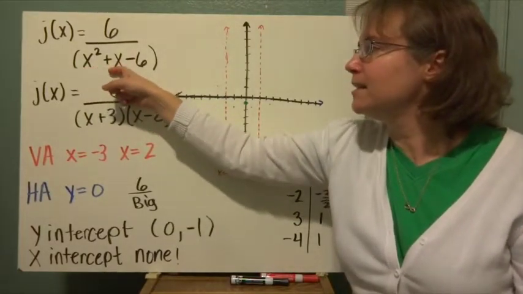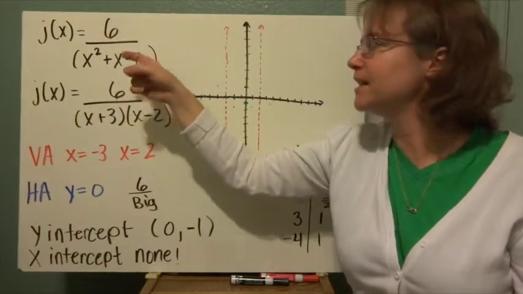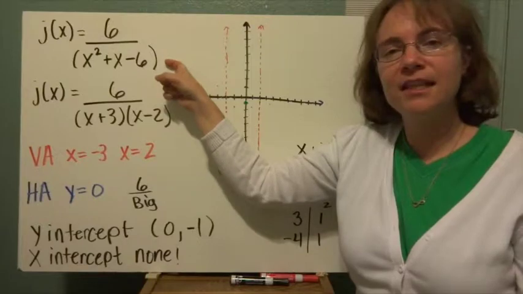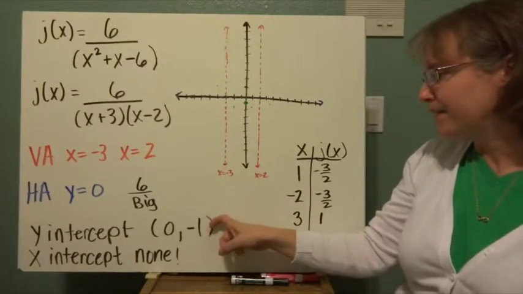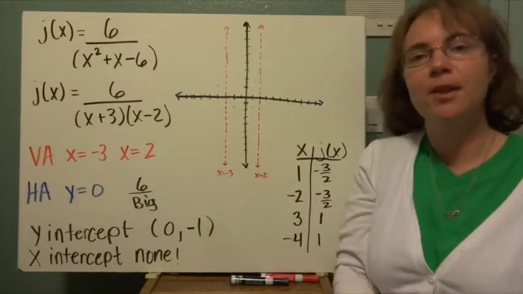0 squared plus 0, that's just 0, minus 6. So this whole denominator is negative 6. I have 6 over negative 6, which gives me a negative 1. So my y-intercept is at (0, -1), and I went ahead and plotted that.